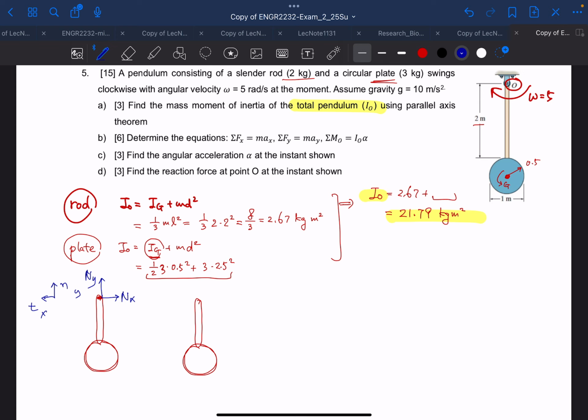Okay, and this rod has mg, and this plate has its own mg. Let's call this m1 and let's call this m2, just to be clear. That's all the forces we have. And this whole stuff is rotating, so against this mass center G, we have m aG t, and we have m aG n, and of course we have this full rotation IO alpha.